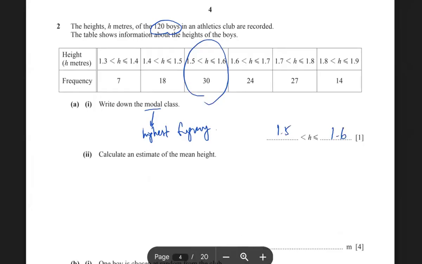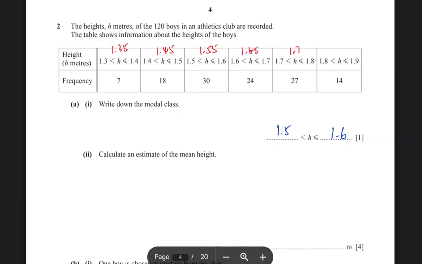That's just it. Okay, calculate an estimate of the mean height. Now, to calculate the mean height from a grouped frequency table, we need to first find the midpoints of each group. The midpoint of the first group here is between 1.3 and 1.4, so that's 1.35. This is 1.45, 1.55, 1.65, 1.75, 1.85.